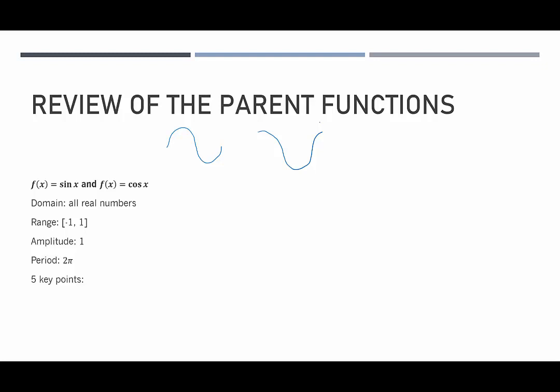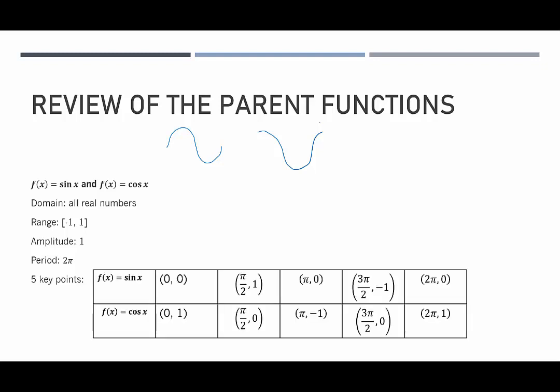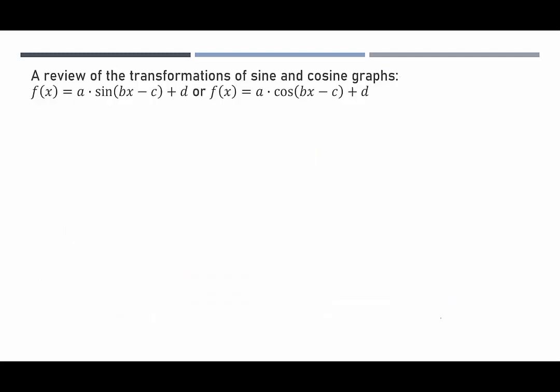There are 5 key points on our parent function graphs, and they're given by these 5 ordered pairs. So for sine, like I said, we start in the middle at 0, go up to the max at 1, back to the middle at 0, the bottom at -1, the minimum, back to the middle. Cosine, we start at the top, go to the middle, go to the bottom, middle, top. The x values are determined by the period, right? So we figure out the increments of the x values by taking the period and dividing it by 4.